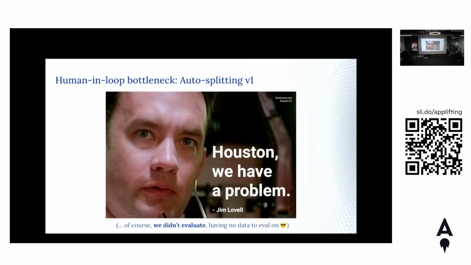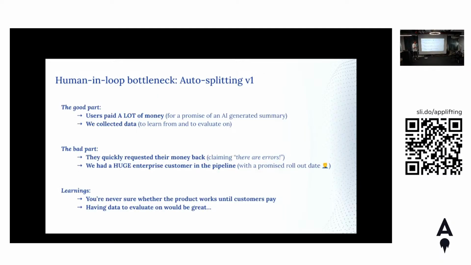And it was quite a disaster because, like I said, we didn't have lots of data. I think we didn't evaluate the splitting at all because we literally didn't have any data to split, but we were really, really pushing on the release so we could show it to more people, collect more data. But we didn't expect such a pushback from customers. So what happened? I mean, the good part was that users paid a lot of money for basically a promise of an AI-generated summary. We are talking about hundreds of dollars for one upload. We collected some data, but the bad part was that clients very quickly requested their money back.